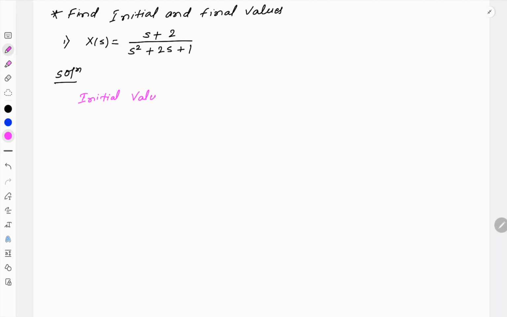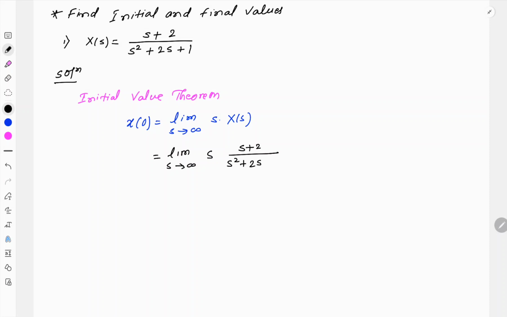So according to the initial value theorem, we have the equation for initial value as x of 0 is equal to limit s tends to infinity s into X of s. So let us substitute the values in this equation. Limit s tends to infinity s into (s + 2) divided by (s square + 2s + 1).